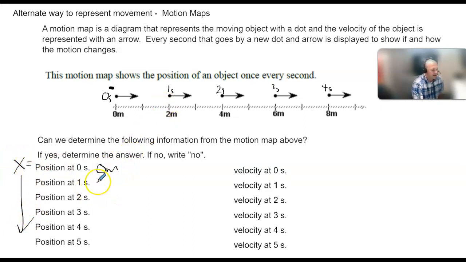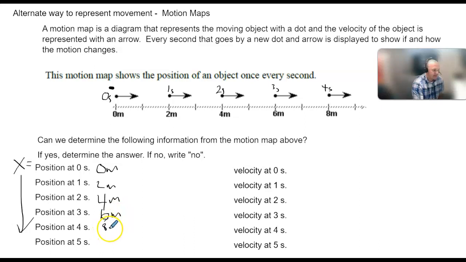At 1 second, you can read off it's at 2 meters. At 2 seconds, it's at 4 meters. At 3 seconds, it's at 6 meters. That's supposed to be a 6. And at 4 seconds, it's at 8 meters.